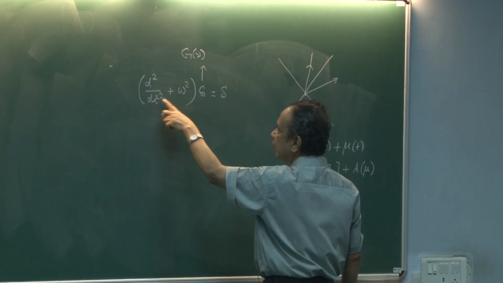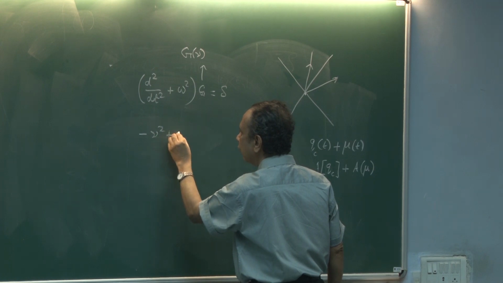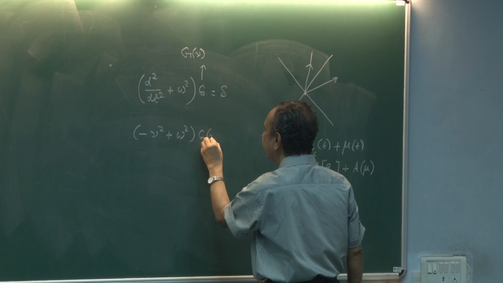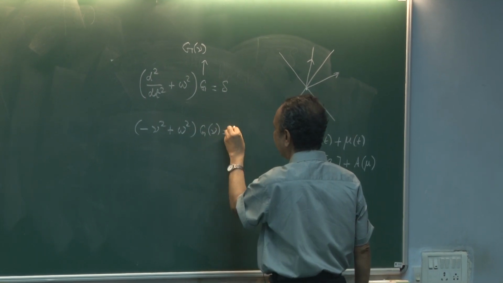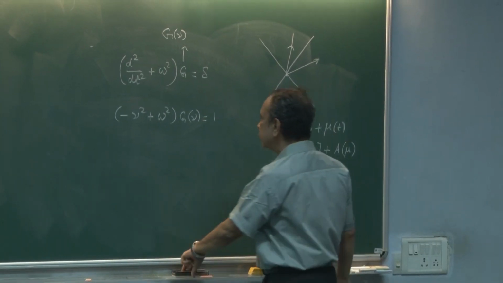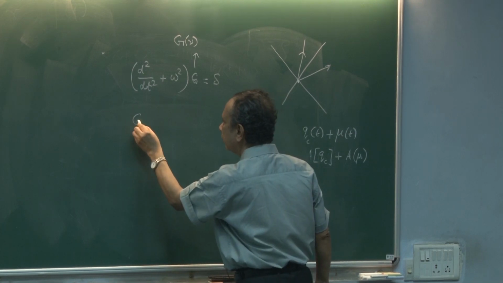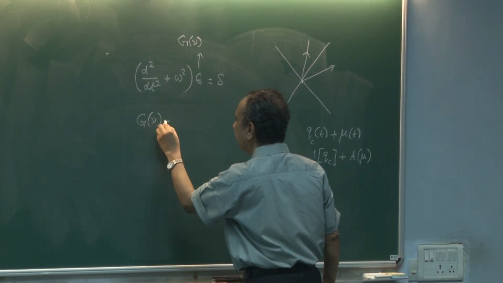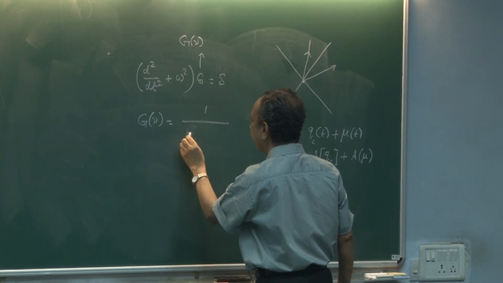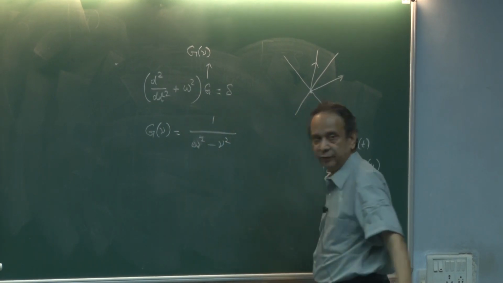Then when you do the Fourier transform, this is going to become just minus nu square. So, you will get minus nu square plus omega square times this G of nu, and the Fourier transform of the Dirac delta function is 1. There are 2 pi factors all over the place, but do not worry about them. So, this tells you that G of nu is 1 over omega square minus nu square. This minus nu square comes from this.